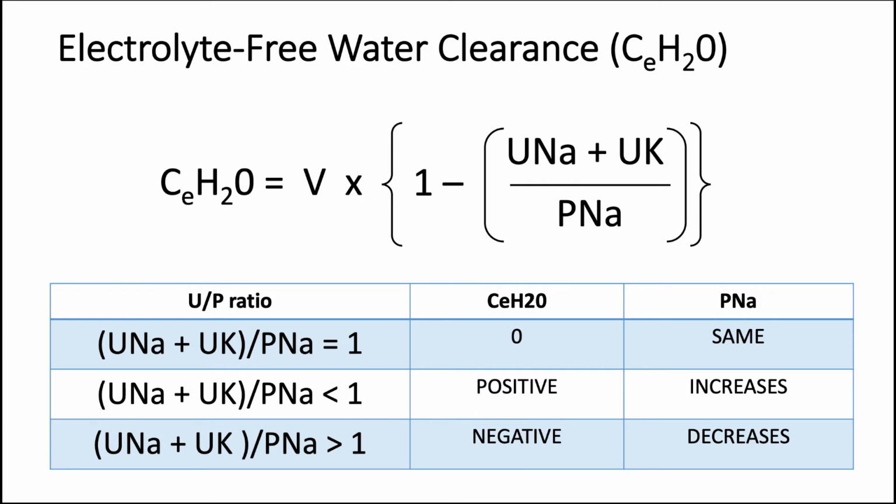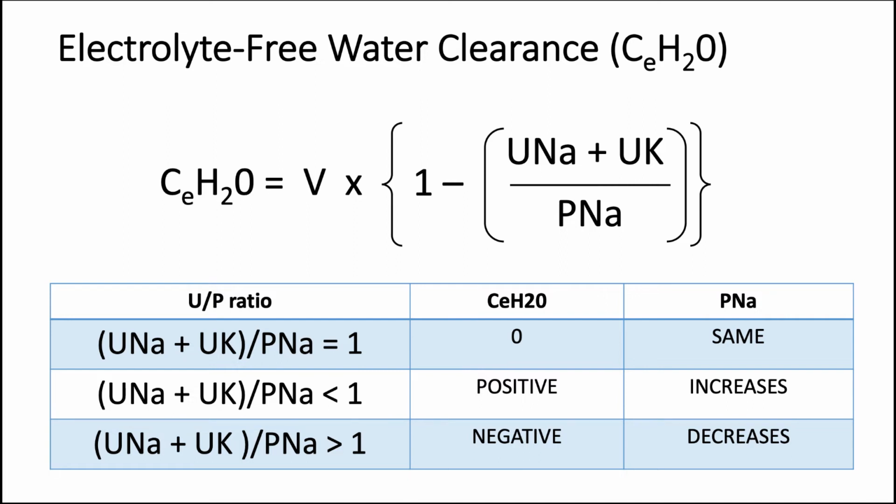CH2O, electrolyte-free water clearance, is equal to V, which is the volume of urine in 24 hours, times 1 minus a ratio. And that's why we're talking about ratios, we said from the beginning. Urine sodium plus potassium divided by plasma sodium. That's the ratio that we're going to talk about. All right. So what is electrolyte-free water clearance? Basically, it's the free water that is contained in the urine.